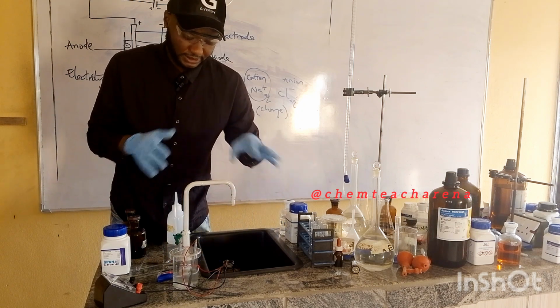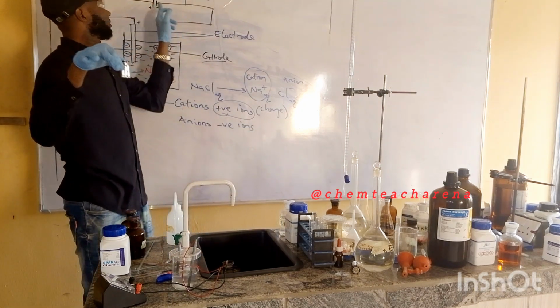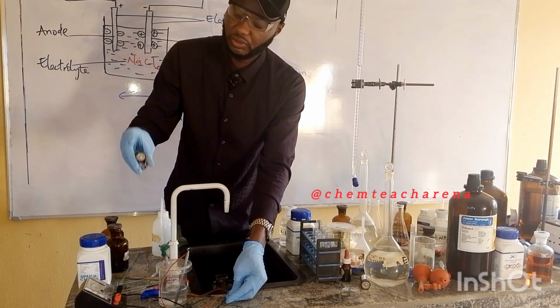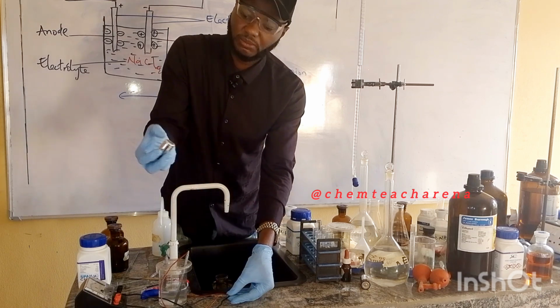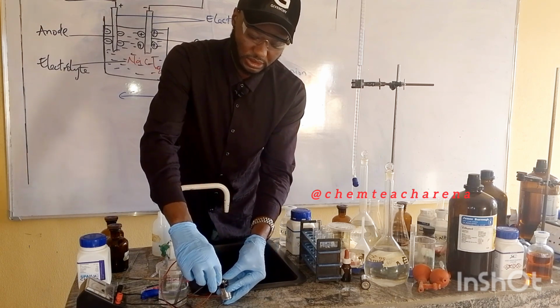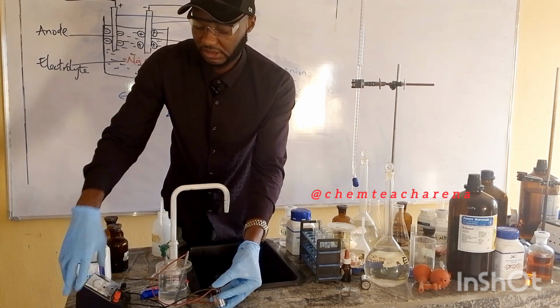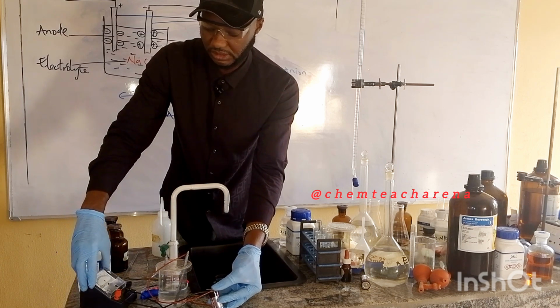Okay, then I have to connect to the source of energy. So this is my anode. So here will be my anode. So this is my cathode. Then here's my. You can see the meter is reading. You can see it's reading. Can you see it?